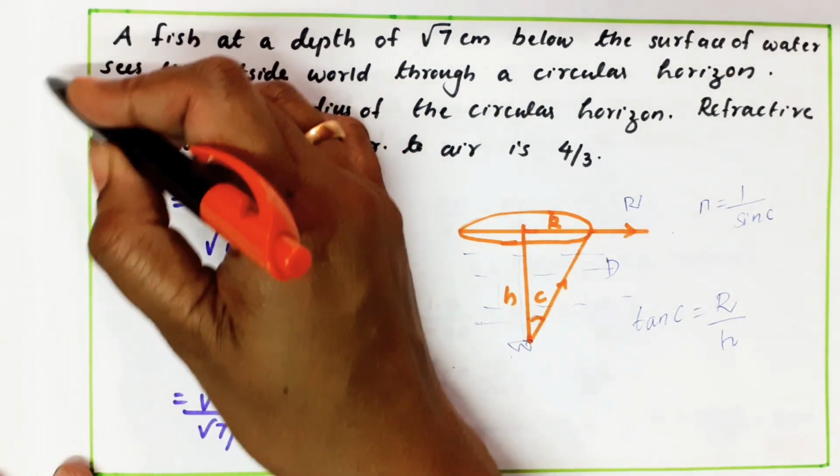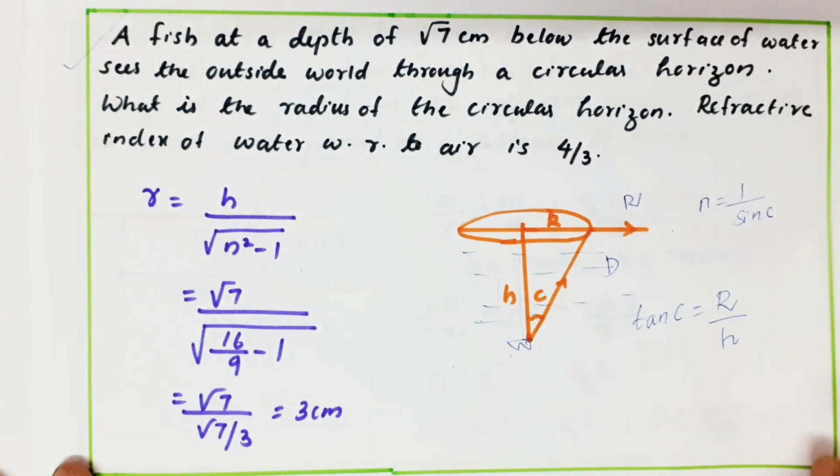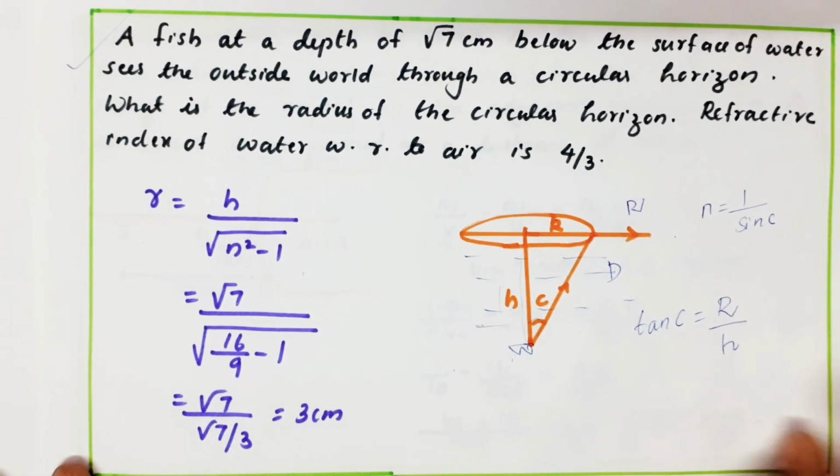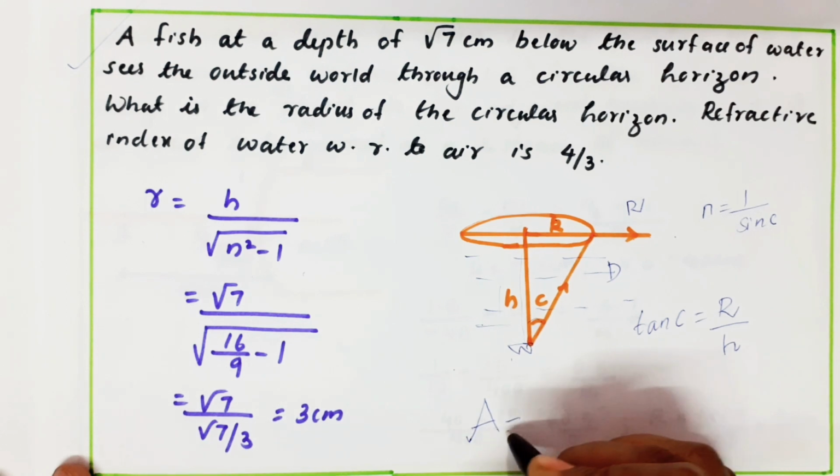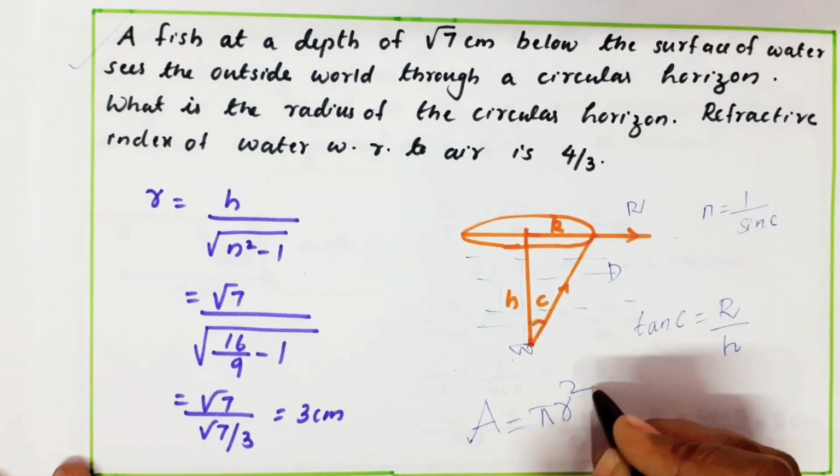Very important question, the fish. In water, what should be the circular horizon? Some question they may ask, what about the area? Area you can take as pi r square.